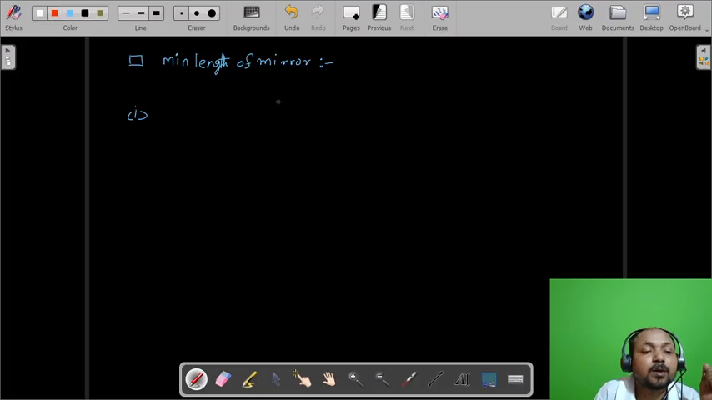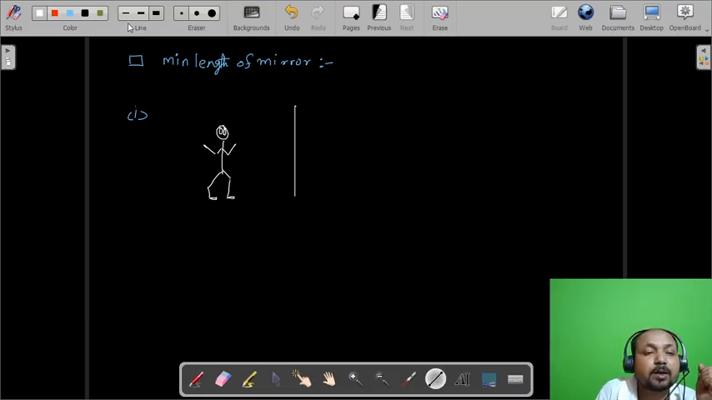Let's say this is a mirror, and here an observer is standing in front of the mirror, having the eye very close to the head. I am assuming that the eye is very close to the head in this case. Now how do we trace the ray diagram and find the minimum length of mirror? Just see this. Let's say this is the surface.